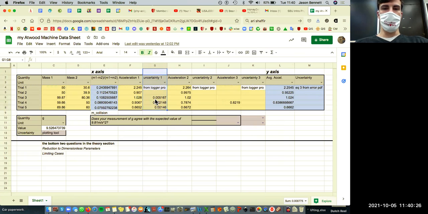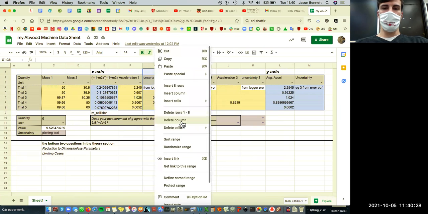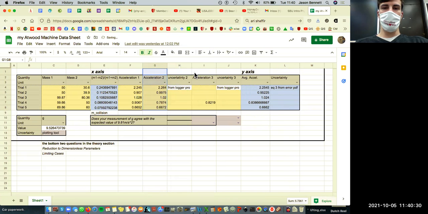That's not on your data sheet, but for some reason I thought you needed it yesterday in lab, and someone pointed out to me that I was reading things wrong. You actually do not need the uncertainty of every quantity to get the uncertainty of the average. I was reading equation 3 in the error manual incorrectly.